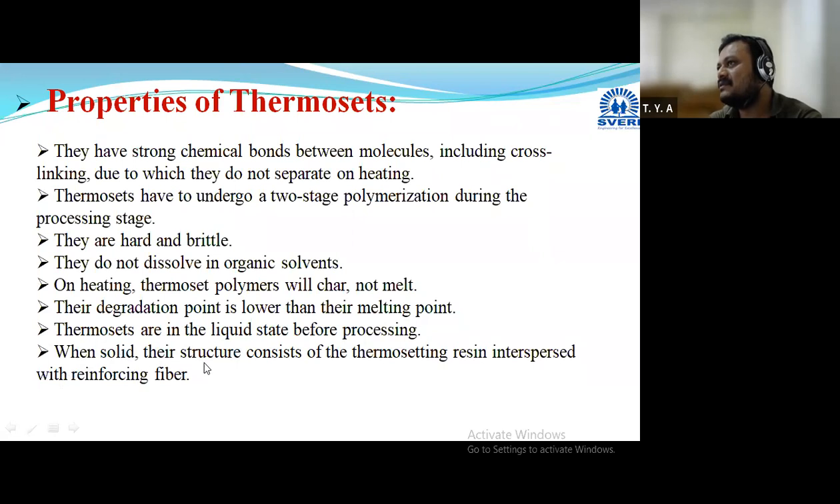Then when solid, their structure consists of thermosetting resins. Okay, this I will show you during the practical. We have one resin material that I will show there. You will see how those thermosetting materials are. Practically I will show you. We do not have that practical in our syllabus, but that material is available. That material I will show you. Epoxy resin material is there.